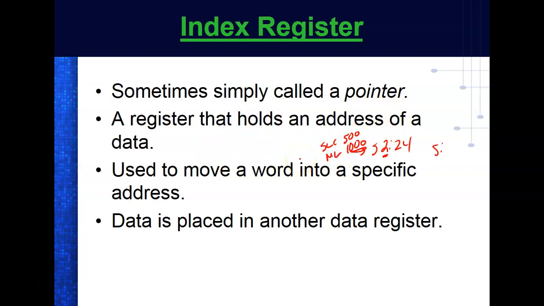But what they've done with the MicroLogix 1100 is you don't have the ability to change the index register. It's understood to be 0. So every time we offset on the 1100, we're going to offset from 0. It's used to move a word into a specific address, where data is placed in another data register. So basically, an index register is a pointer.